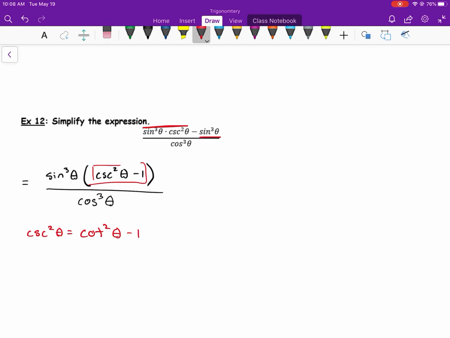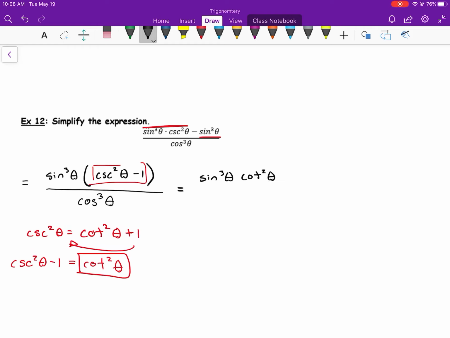Okay, alright. Did I read it right? It's a little far. Oh, plus 1. That's right. Okay. So that's what it says. So now let's just bring the 1 over. Cosecant squared of theta minus 1 is cotangent squared of theta. Boom. Okay, so sine cubed of theta times cotangent squared of theta over cosine cubed of theta.